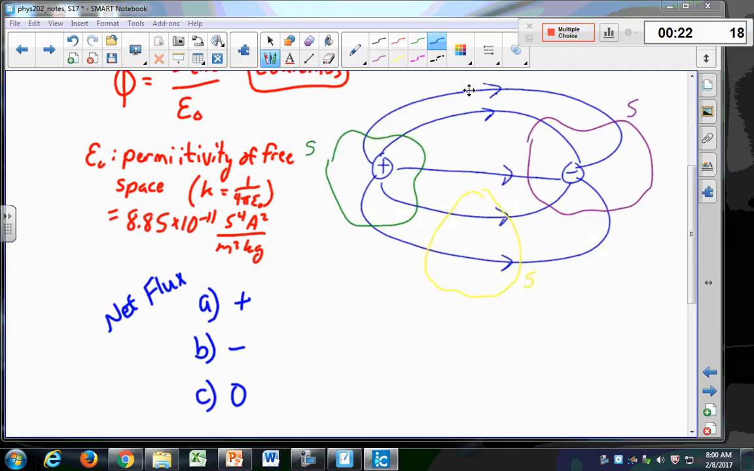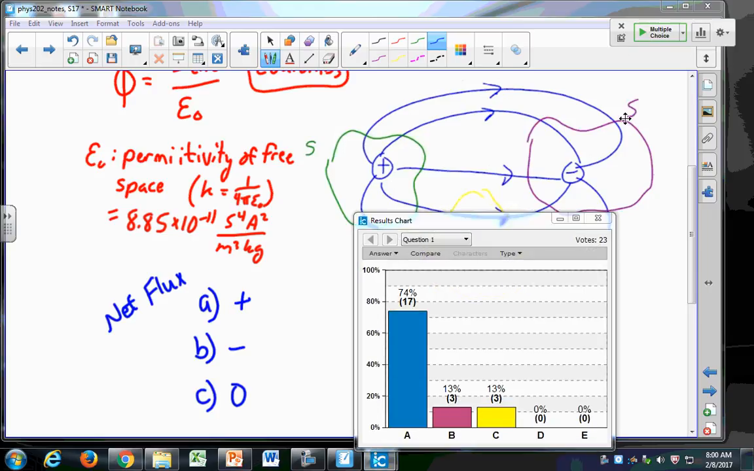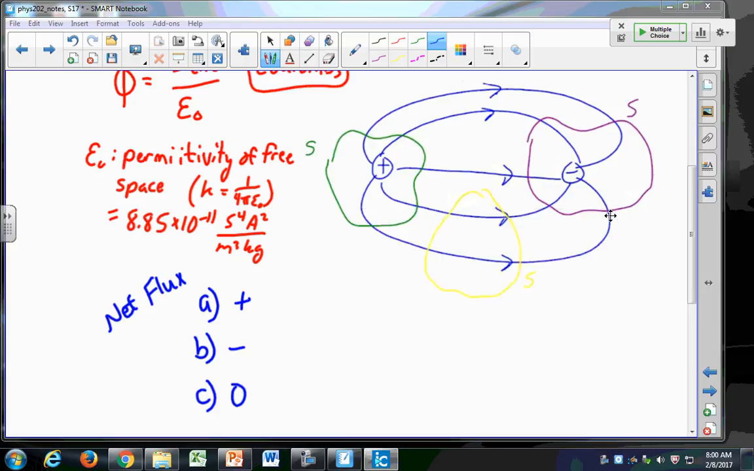Notice this isn't a regular surface. You can draw your Gaussian surface however you want, but it's easier to draw them regularly shaped. I'm going to stop at 35. Okay, good. The flux here is positive because I have flux going out. That's positive if it's going out, but I have no flux going in, which would be our negative flux. All I have is flux going out. See these field lines? Flux is field times area. These are positive field lines, going out. And so my net flux is positive.